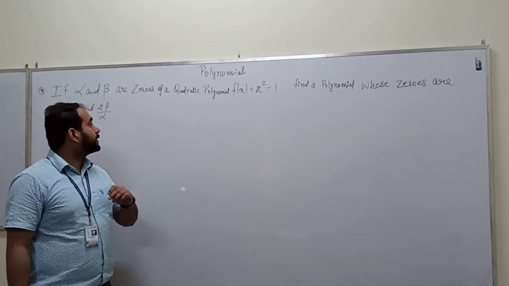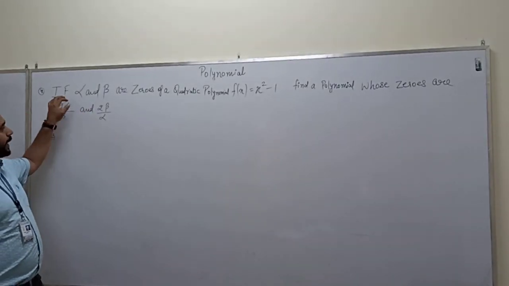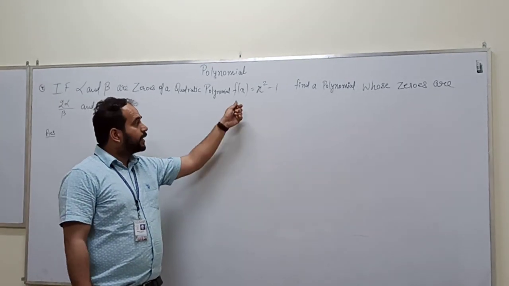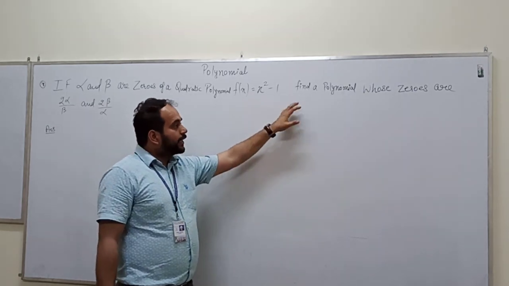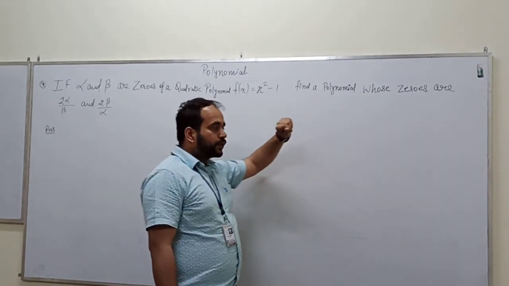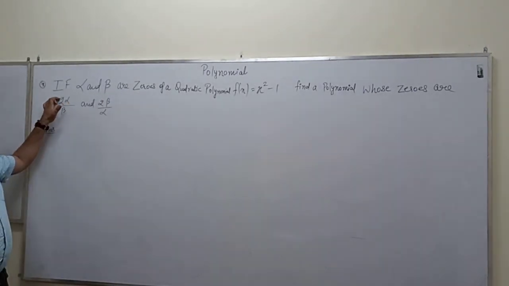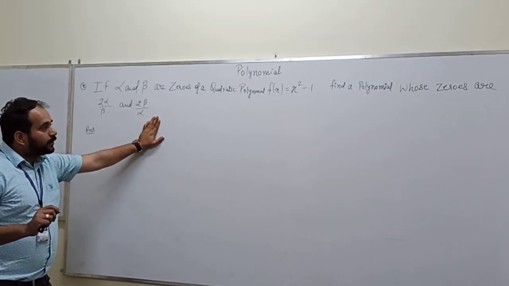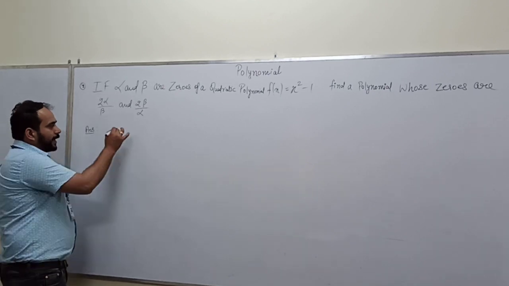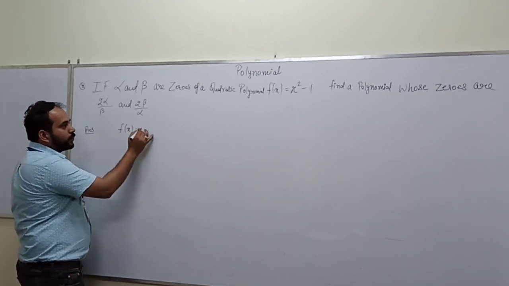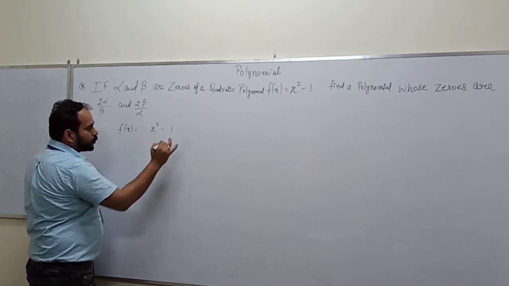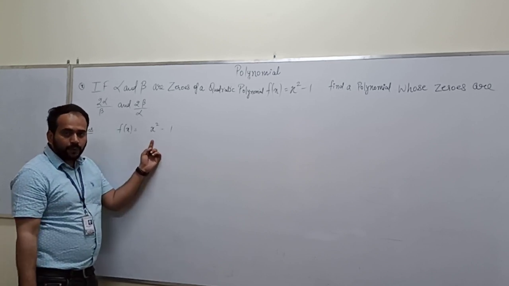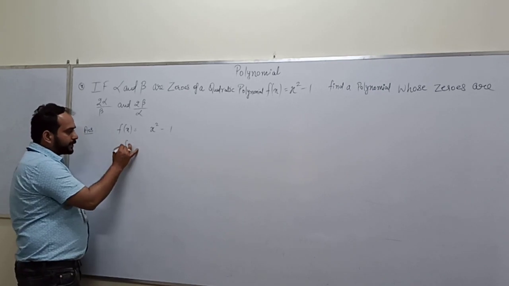So students, let's start with one more example, saying that if alpha and beta are the zeros of the quadratic polynomial f(x) = x square minus 1, then find a polynomial whose zeros are, what are the zeros? They are 2 alpha by beta and 2 beta by alpha. Let's start with our polynomial. It says that f(x) is equal to x square minus 1. In this question, we do not have any x value, so we can take our polynomial like this.